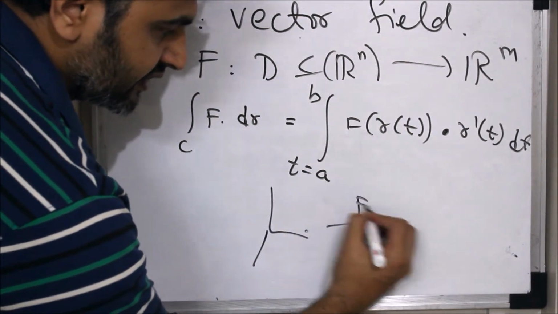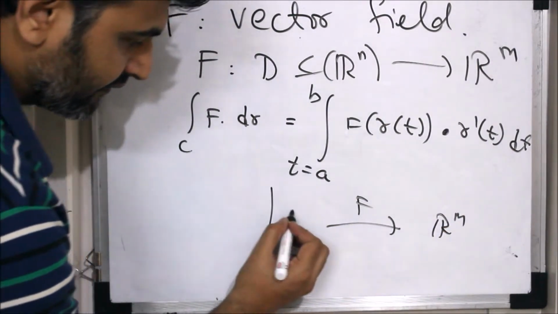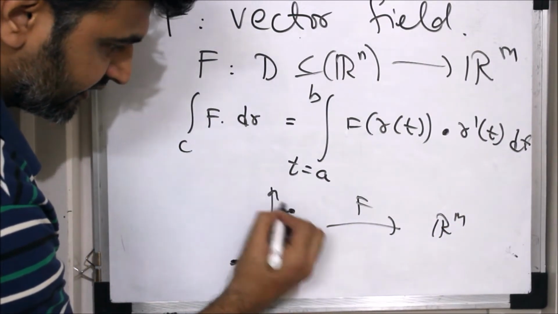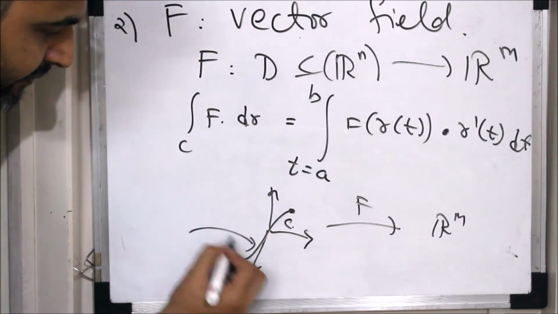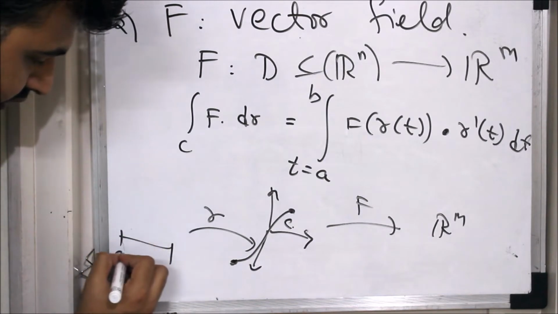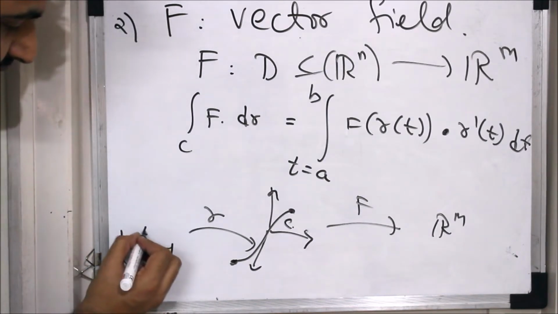Your f was a function, you have some curve over here, this is my curve C. You try to define a parameterization, or you parameterize the curve. So you try to define a function where t can be anything from a to b.